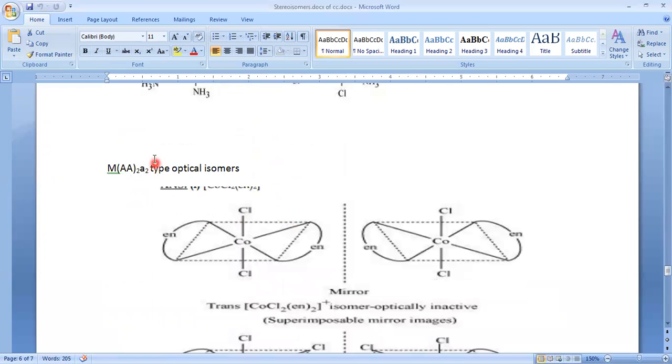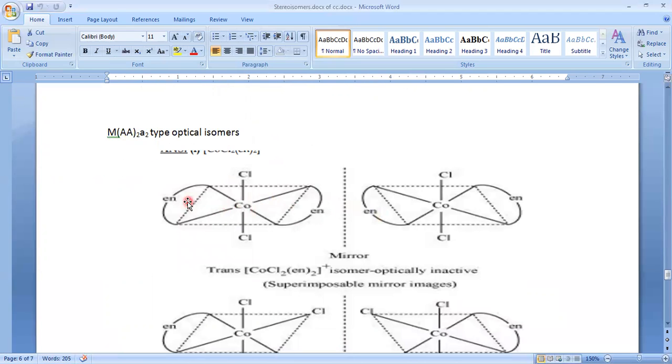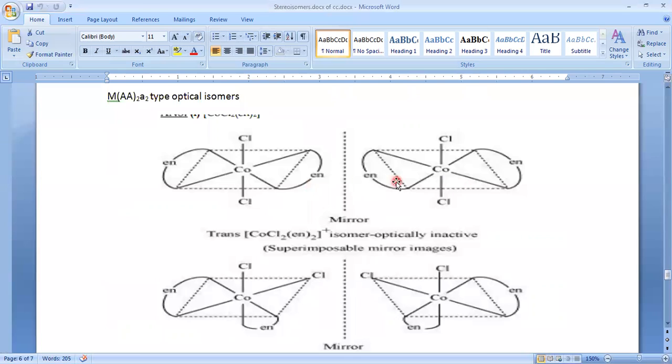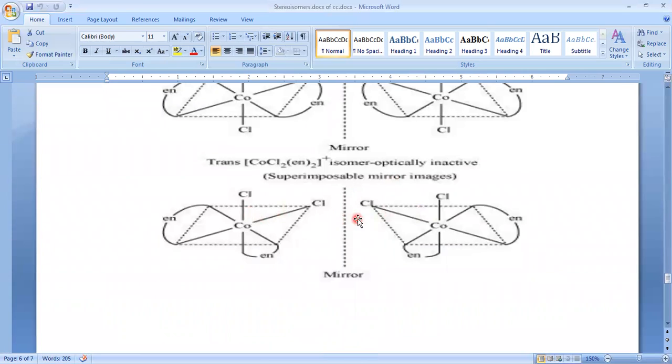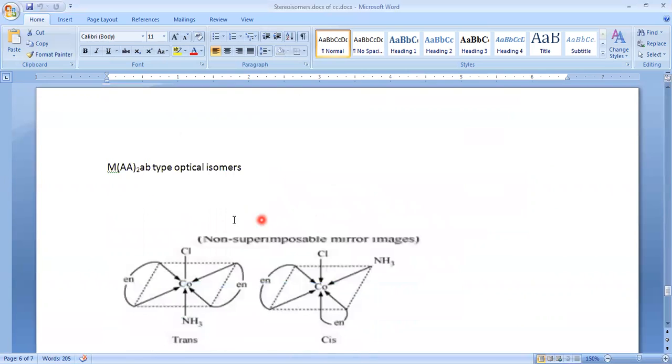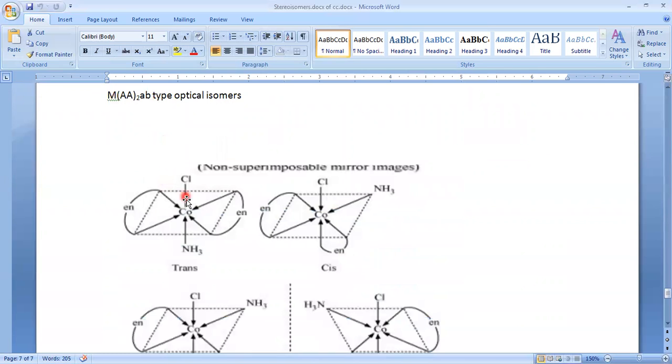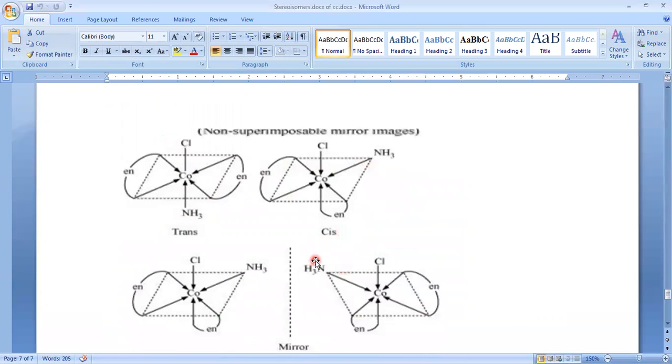And next, this is another type, that is MAA2A2. It has two symmetrical bidentate ligands, and here this is the trans form. It is optically inactive because it has a plane of symmetry and these two are mirror images. This is the cis form and it is optically active. Next one, MAA2AB. Here also, our reference groups are chlorine and ammonia. With respect to these two, this is trans, and if these two groups orient on the same side, then that is cis, and both are optically active.